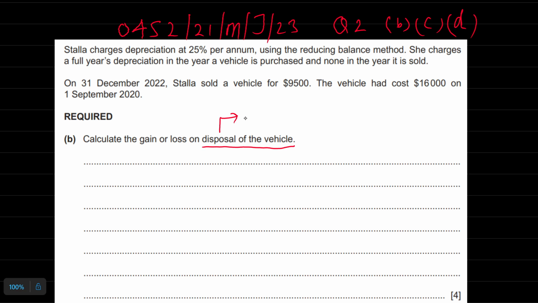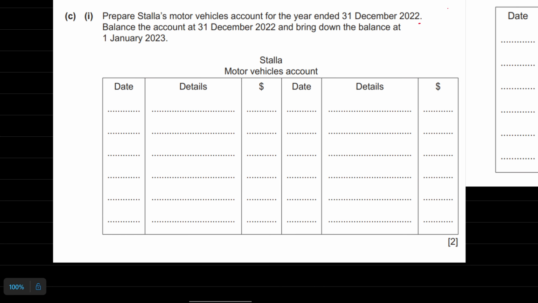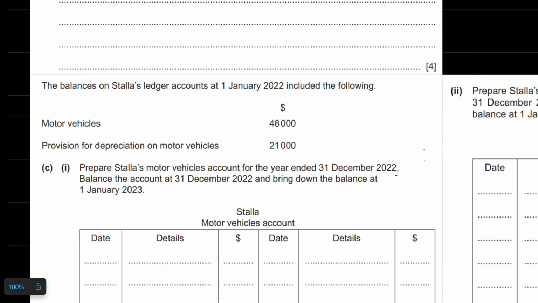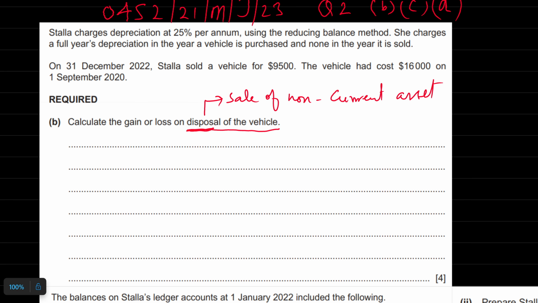Disposal means sale of a non-current asset. But when we are discussing disposal of non-current assets, actually we have to calculate profit or loss on disposal of a non-current asset. We might be asked to prepare a disposal account along with motor vehicles and its provision account. Let us try to discuss one by one each of them.